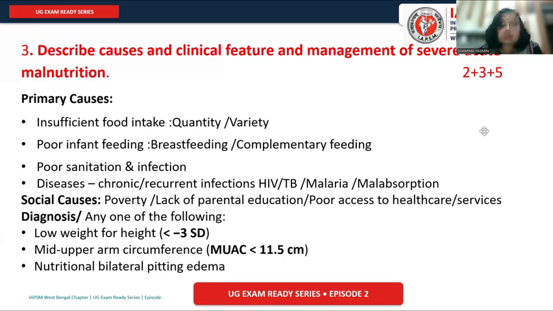As far as diagnosis is concerned, any one of the 3 following: low weight for height. You have to remember this, it is weight for height. Many students make this confusion, and they always talk about weight for age. But we have to remember, for SAM children, it is weight for height less than 3 standard deviations, MUAC, the mid upper arm circumference, less than 11.5, and nutritional bilateral pitting edema. This leads to the diagnosis of SAM children.